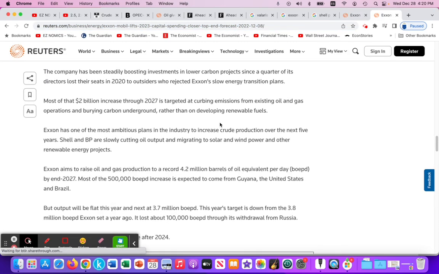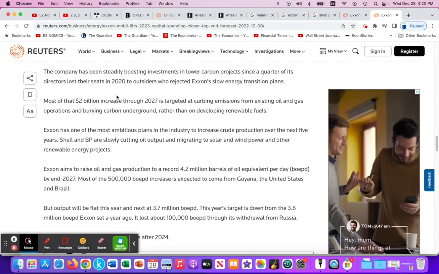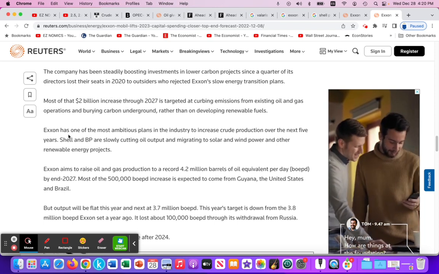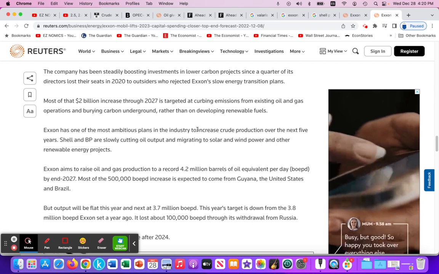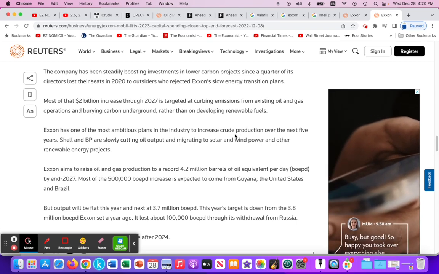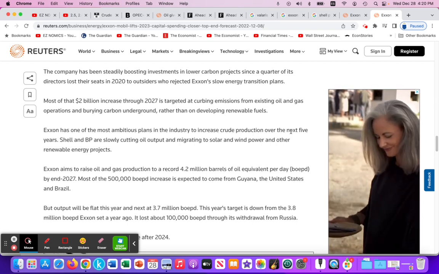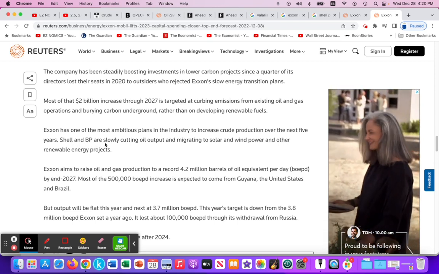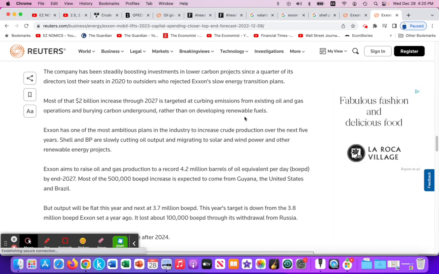And what are they doing with that increased revenue and profit and investment in their stock? Here it explains that Exxon has one of the most ambitious plans in the industry to increase their crude production capacity over the next 5 years. That will lead to an increase in global supply in the potential long run.